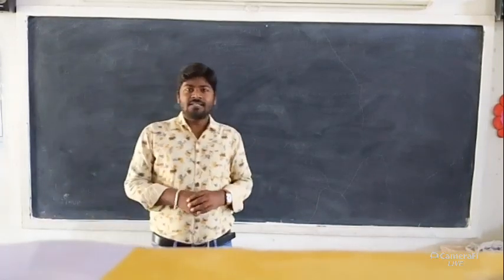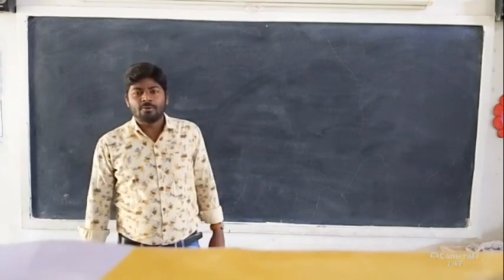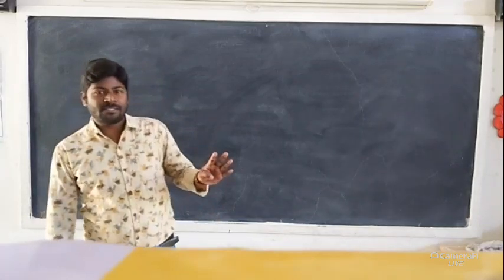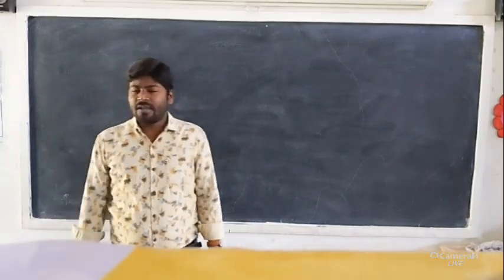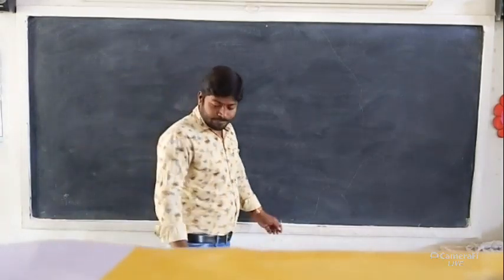Last class we discussed the four tenses in the present tense, and today we are going to learn about the past tense. In the past tense we have four aspects: simple past tense, past continuous tense, past perfect tense, and past perfect continuous tense. Yes, let us learn one by one. Clear?